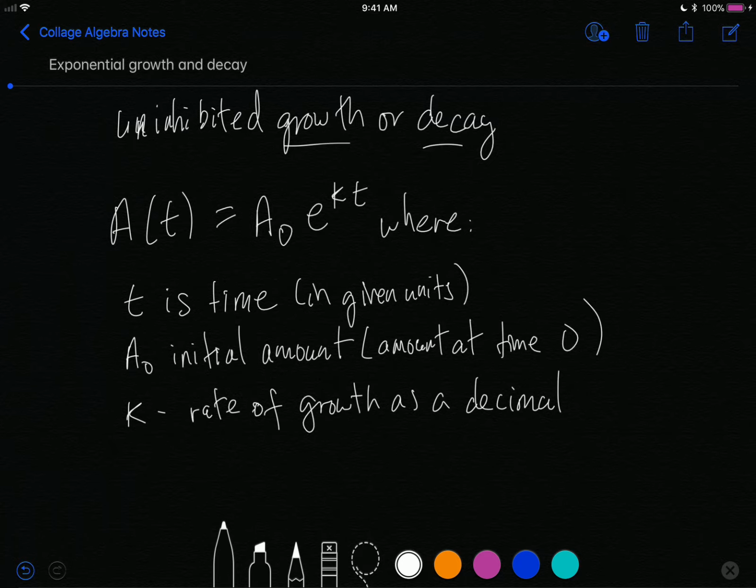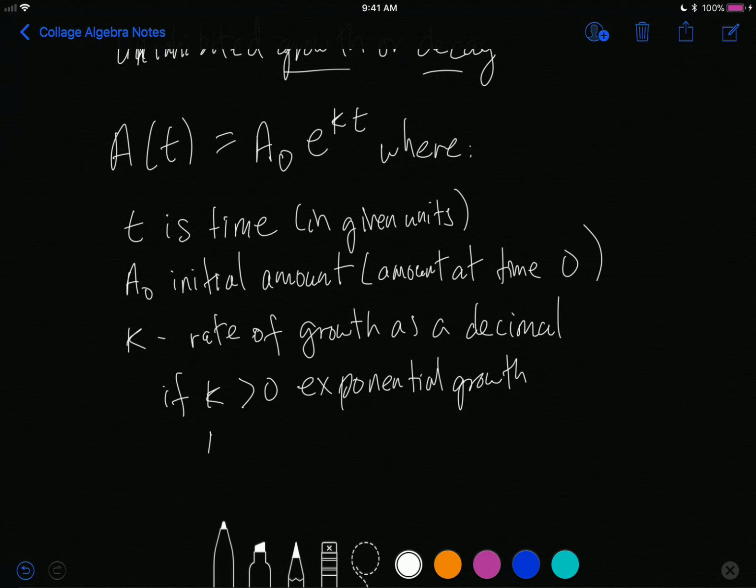And the rule for K is that if K is greater than 0, then you have exponential growth. And if K is less than 0, you have exponential decay. Let's look at a few examples where we go through those properties piece by piece.